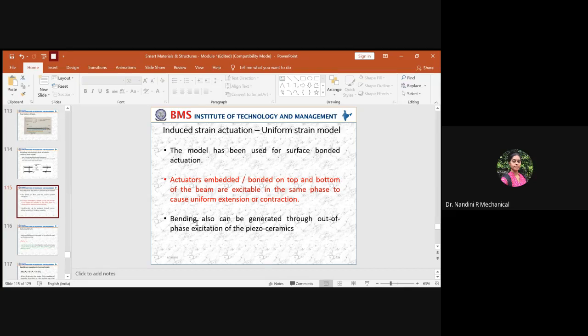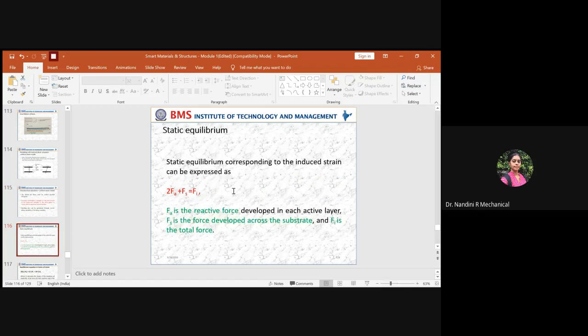That's what it is being told. So bending also can be generated throughout the phase of the piezo ceramics which is placed across the rod. So in that case, what is the static equilibrium condition on which the induced strain can be expressed?